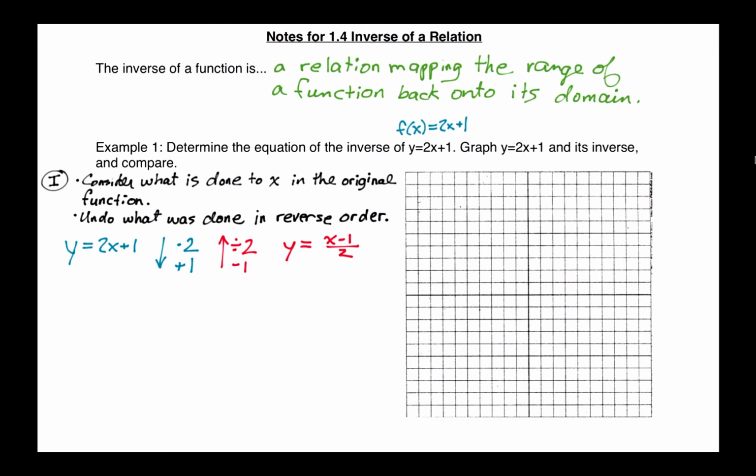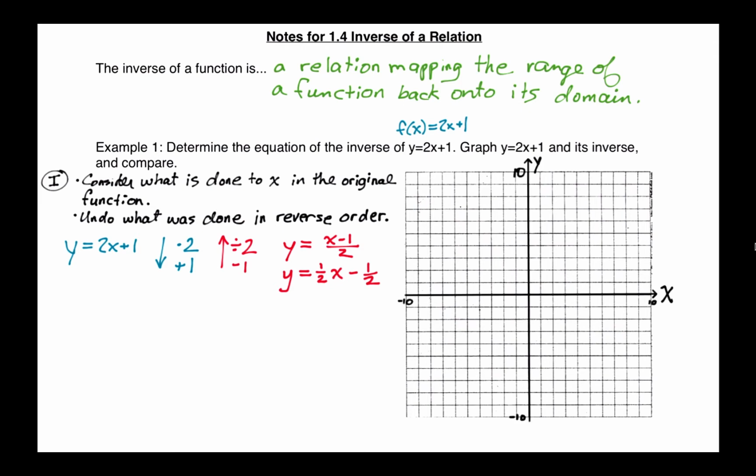If we put it into a different form, y equals a half x minus a half. And I suggest that you put it into this form because at this point, most people can recognize this is the y-intercept, this is the slope, and it would make graphing easier for some people. So let's get to the graphing.